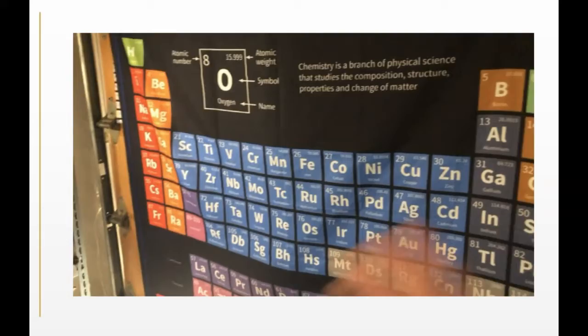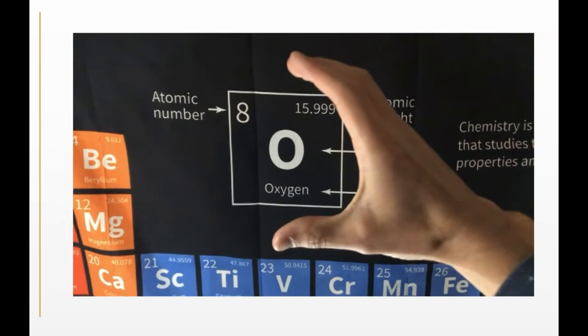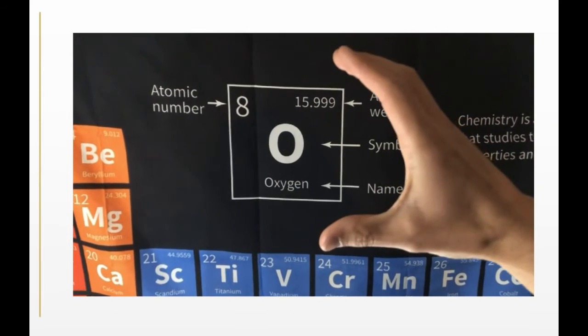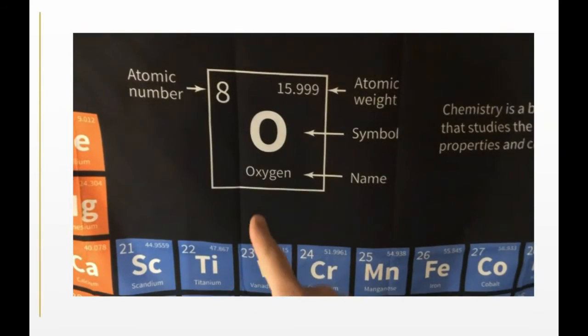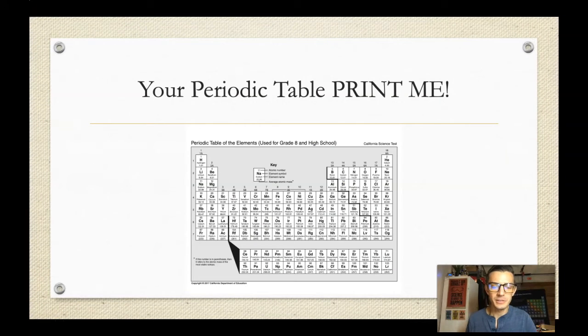We'll learn about all the rest of the patterns and how to organize it, but really all I want you to get at this point is that an element square has a lot of information in it, but once you know how to read it, it becomes very useful and easy to understand. Okay, so elements and the periodic table, it's a tool. It's something that you've got to learn how to use.